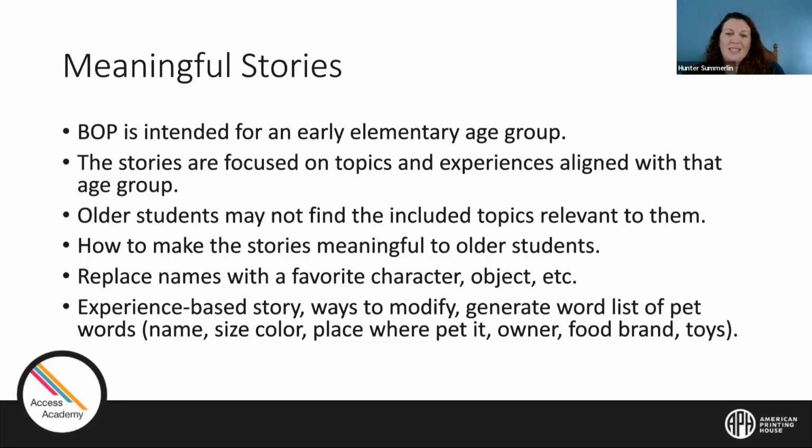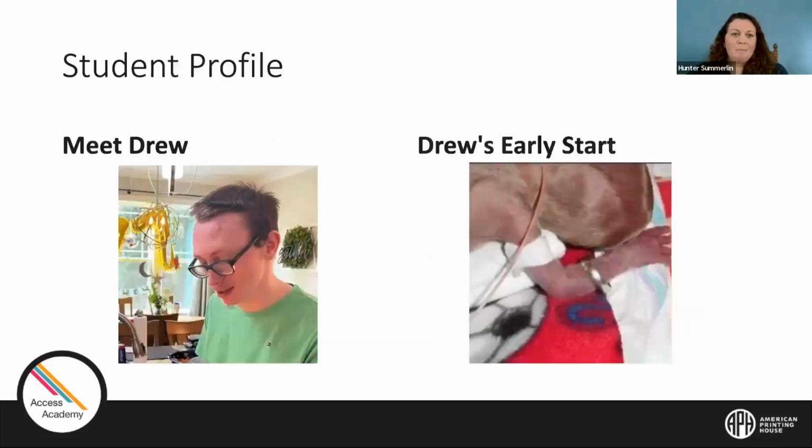You can talk about the size and the color, how you would enjoy that pet, where that pet might be, where they live. Is that a pet that you can physically pet and stroke and cuddle with? Who's the owner? Do they like a particular brand of food? What are the toys that a chinchilla would play with? So these are all opportunities for you as an instructor.